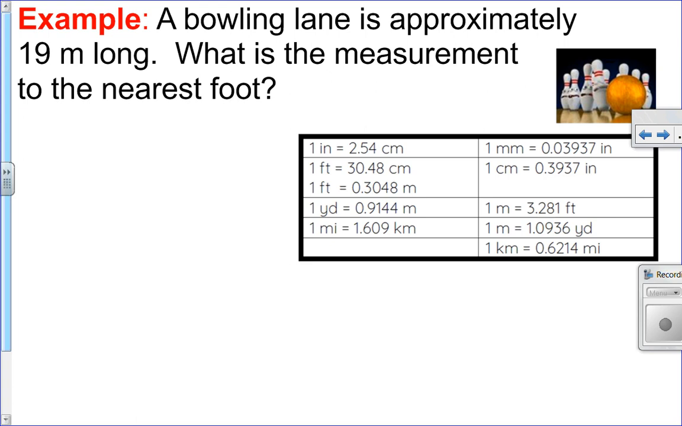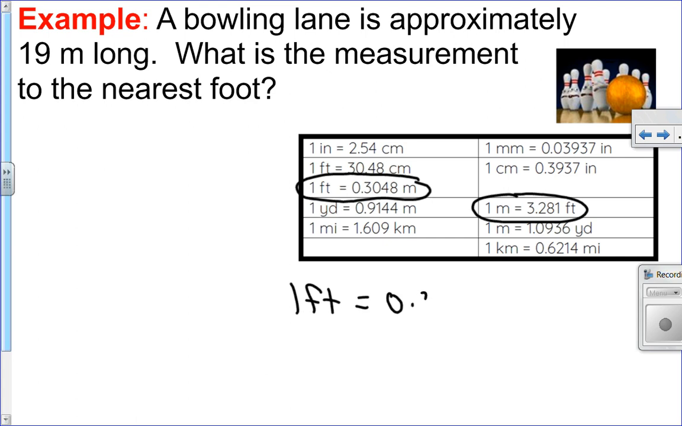So in this one here, I have a bowling lane that is approximately 19 meters long. I want to know what the measurement is to the nearest foot. So meters and feet. You can use this one or you can use this one. It doesn't matter which one you use as long as you line them up correctly. So I'll go with the first one that I saw, and I'll write it out.